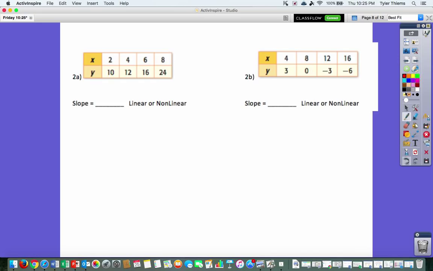Okay, now we're going to look at these tables below, and we're going to identify the slope, and we're going to talk about if it's linear or nonlinear. So first, finding the change in the y first is going plus 2 here. Oh, now it goes plus 4, and then it goes plus 8. This one goes, x terms go plus 2, plus 2, plus 2. So the x terms are constant, but the y terms are not. So this is nonlinear, and it does not have a slope at all.